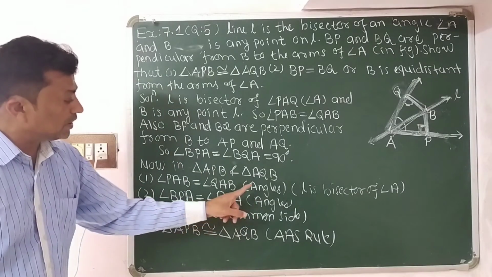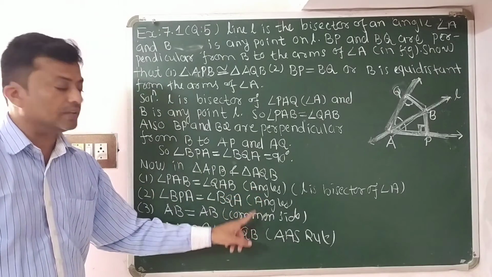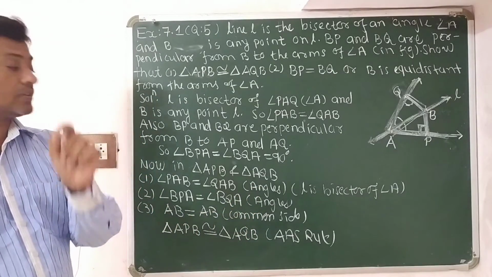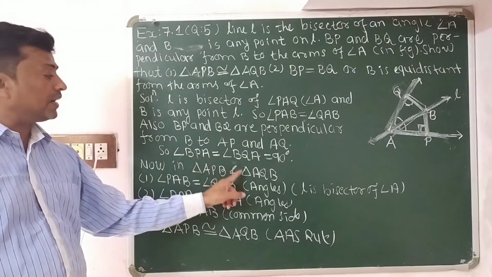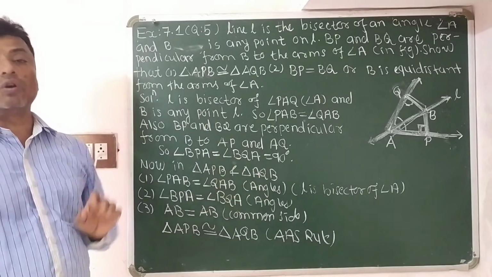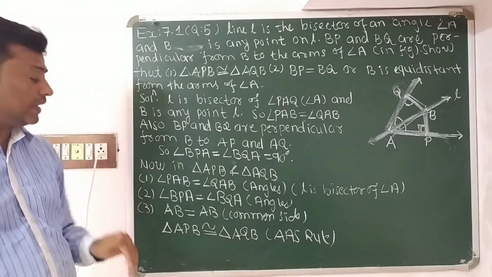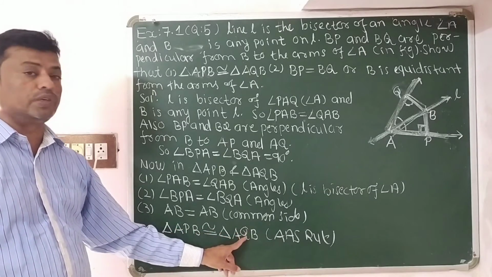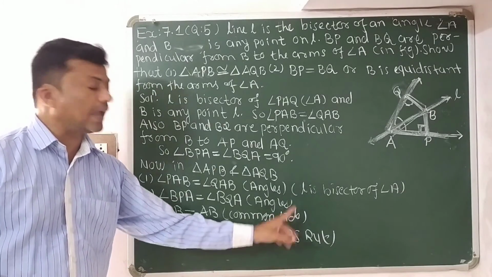So see children, here angle, angle, side means AAS. So according to the AAS rule, triangle APB and triangle AQB both are congruent to each other. And we can write triangle APB is congruent to triangle AQB because of the AAS rule.